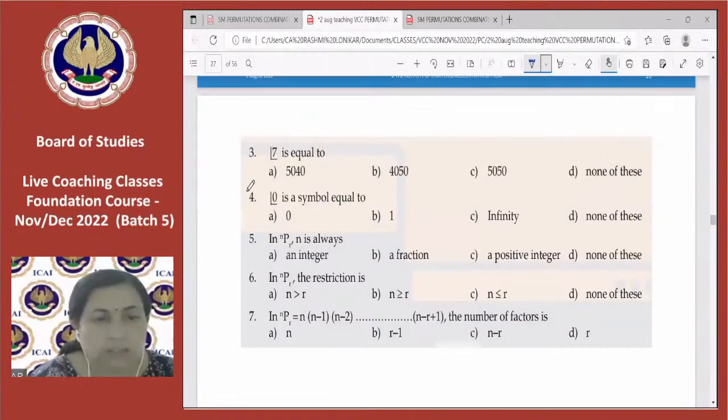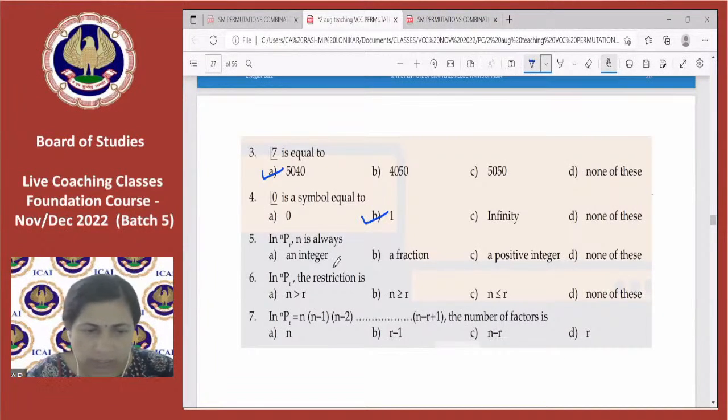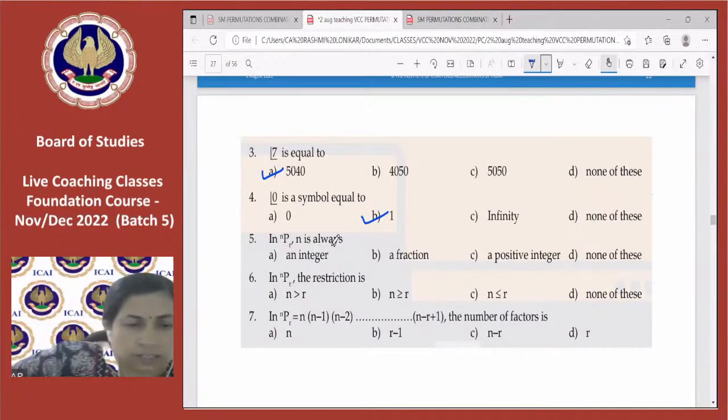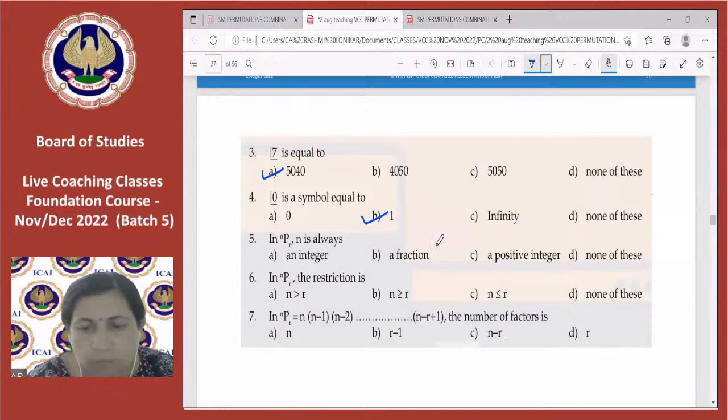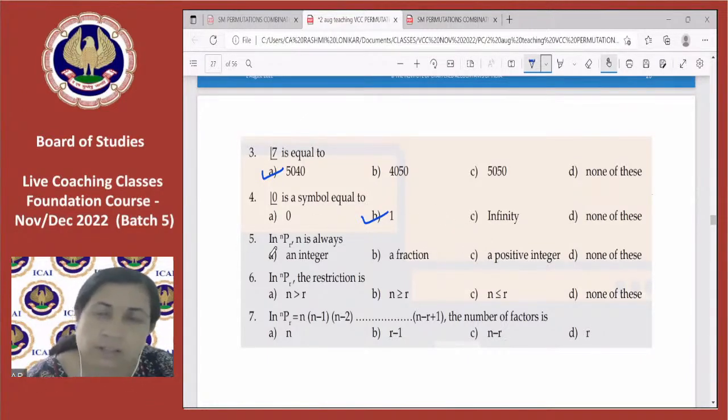Okay. 7 factorial can be written as how much? 5040, right? 0 factorial is equal to 1. In NPR, n is always an integer, so A answer is also correct. But here they have also given you that it is a positive integer. So I feel C is the correct answer. But A is also a correct answer. So depending on what option you have, you can tick that.